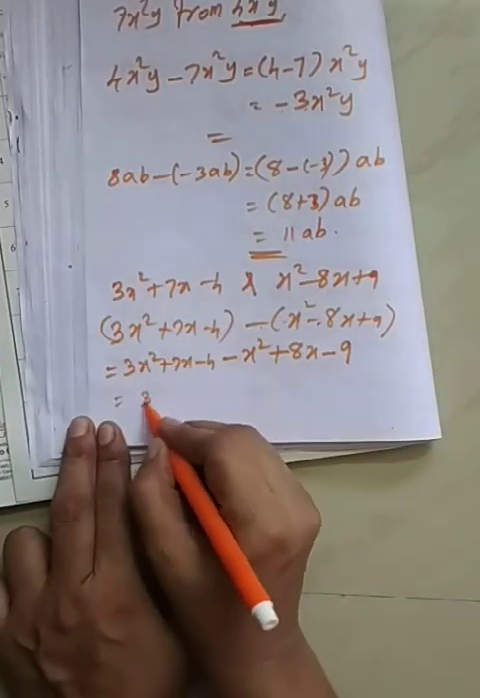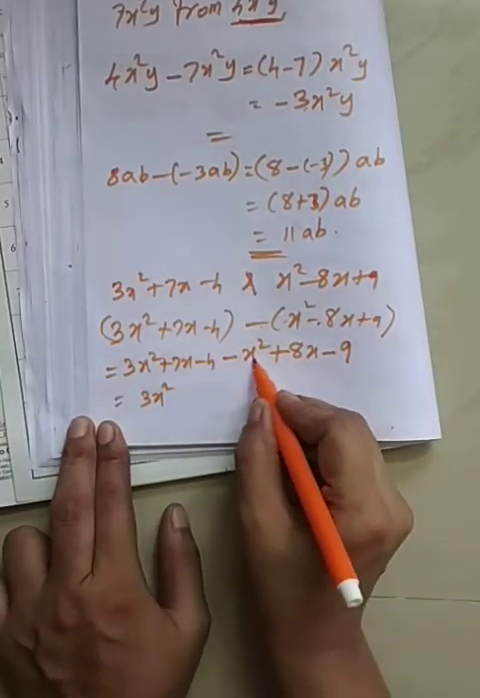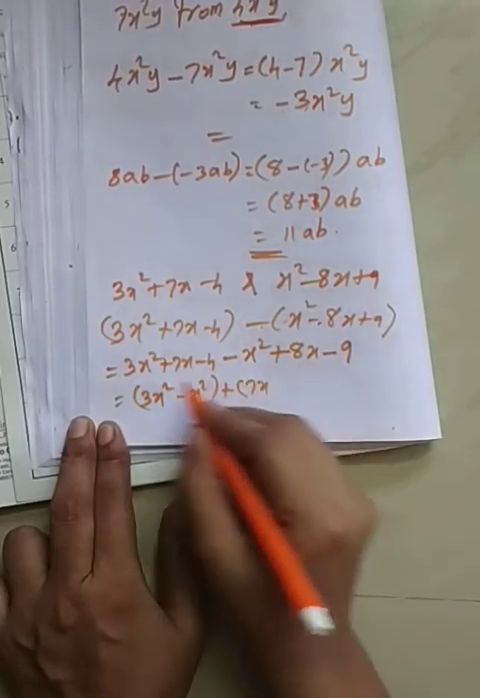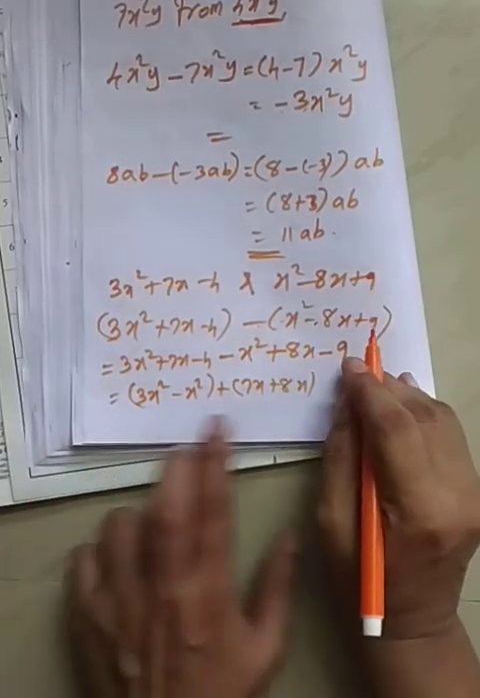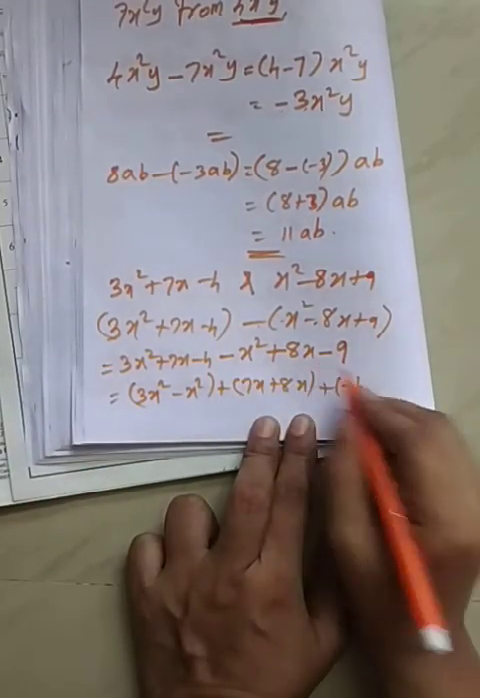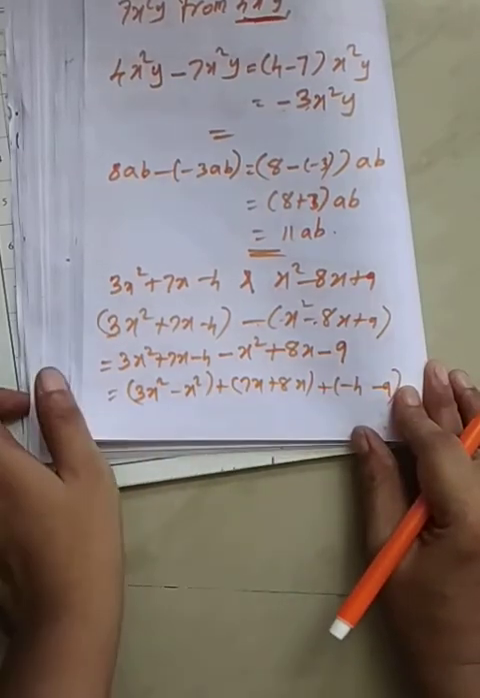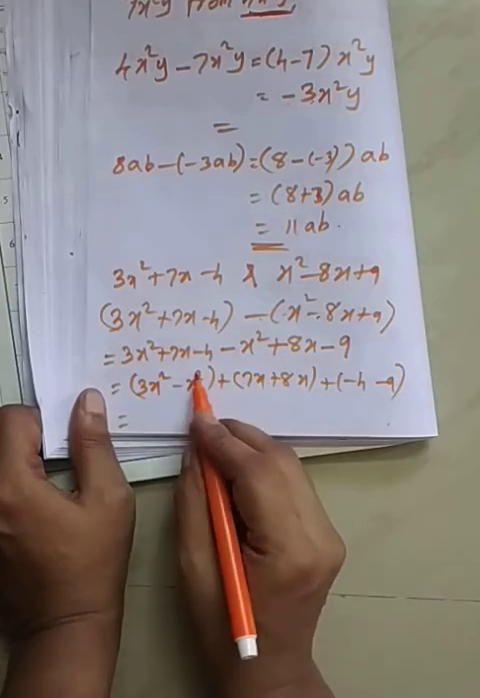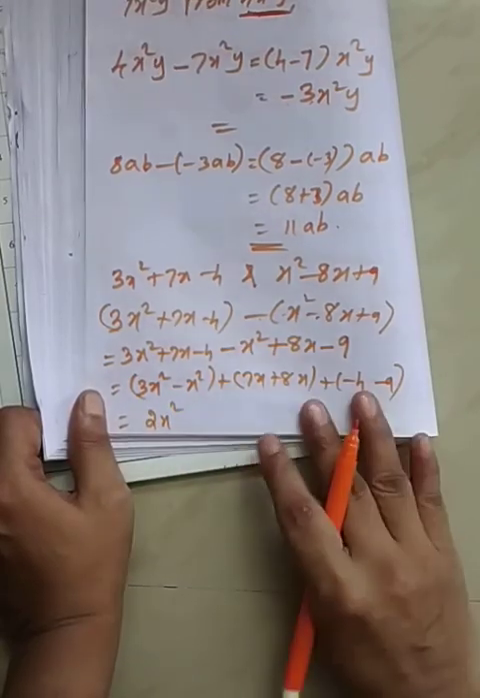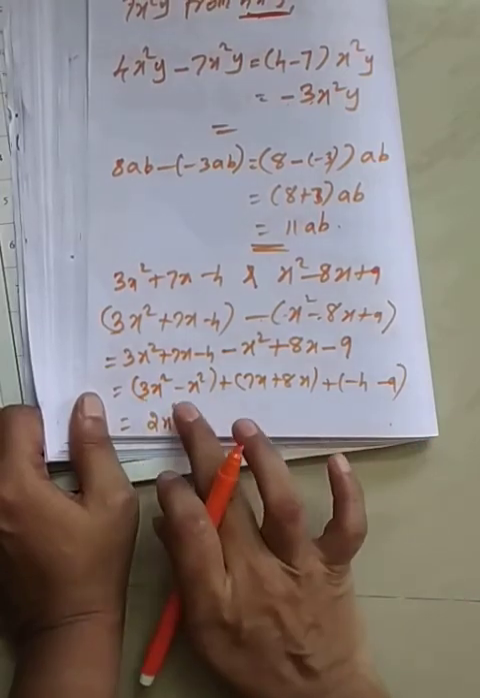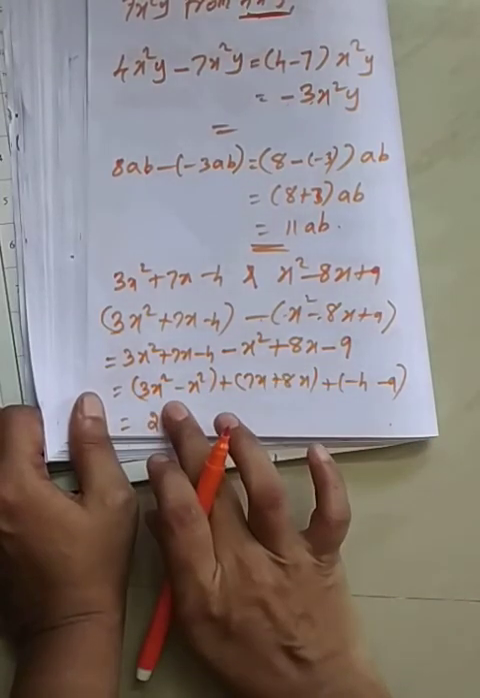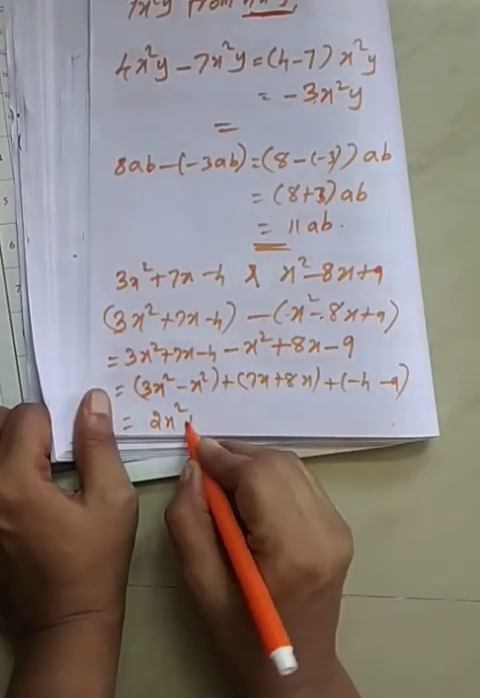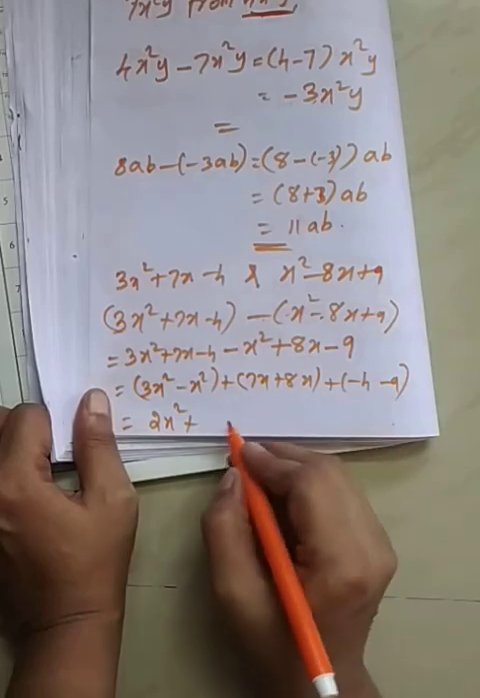Now you can arrange these terms. See here, first 3x squared. Any other x squared term? Yes, this one. Minus x squared term. Next 7x plus 8x. Next minus 4 minus 9. Now you have to simplify this, you will get the result. What is 3x squared minus x squared? 2x squared. Or otherwise you can take the common value x squared, you will get 3 minus 1. What is 3 minus 1? 2. Or otherwise you can directly subtract. Okay. Plus 7x plus 8x, what is that?